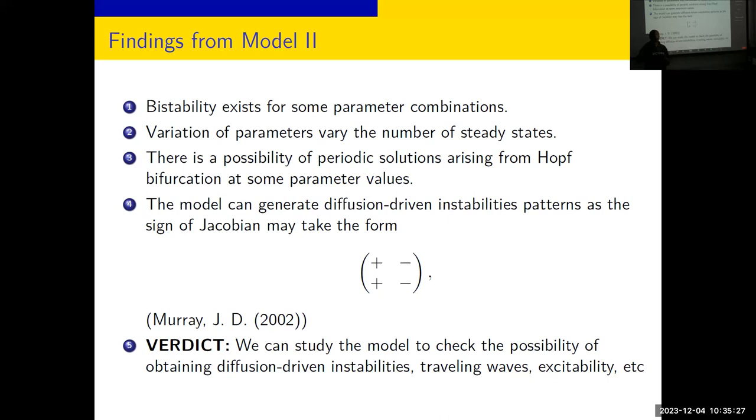So we are assured that the maximum number of steady states is 3, and there is also a possibility of generating diffusion-driven instabilities, because with some parameter combinations we can have this kind of sign structure for the Jacobian. The verdict after these adjustments is that we can now use this minimal model, which we are calling model 2, to study diffusion-driven instabilities, say traveling waves or excitability, as done in Kamps et al.